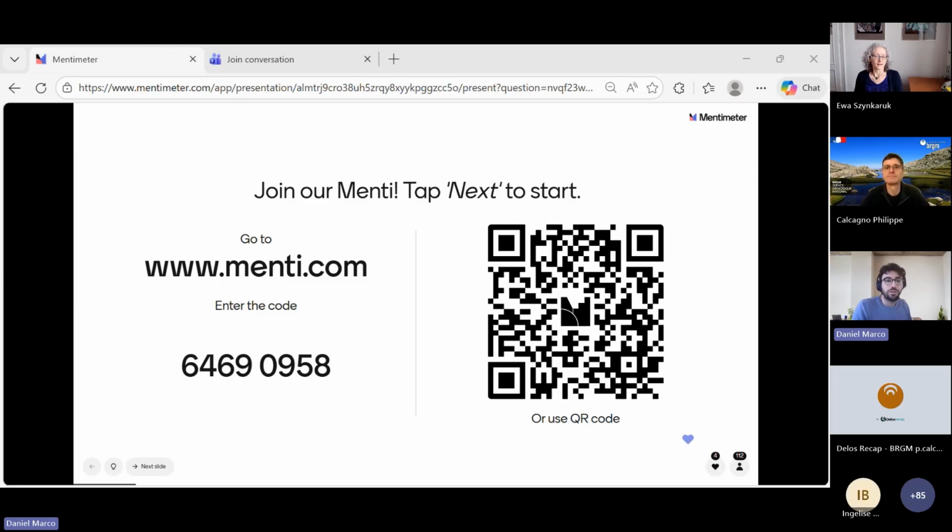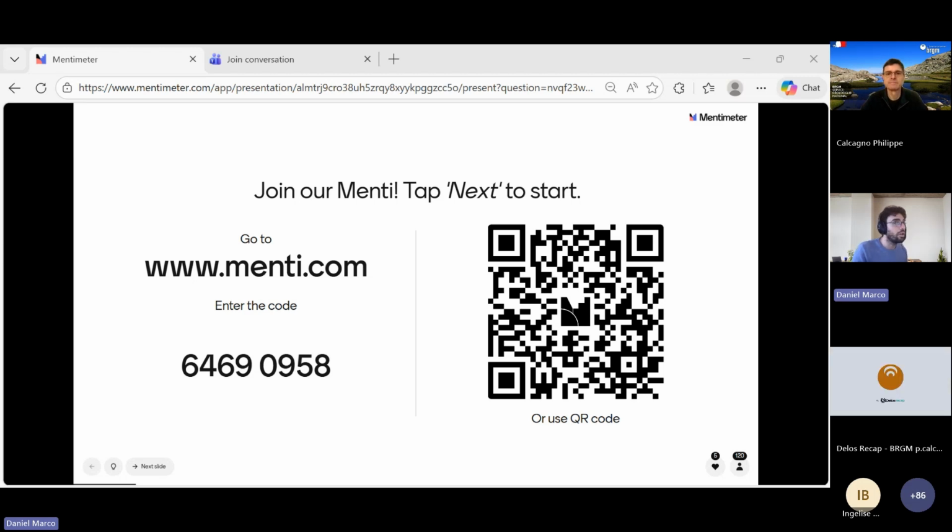We will now start the third Mentimeter session, which focuses this time on geological survey organizations and case studies. And I will be guiding you through the questions. Before we begin, just a quick reminder to join and start answering the questions. Please go to menti.com and enter the code shown on the screen, or you can also use the QR code. Once you are connected, please tap next to start answering the questions. You can also answer at your own pace. There is no need to wait for me to move from one question to the next.